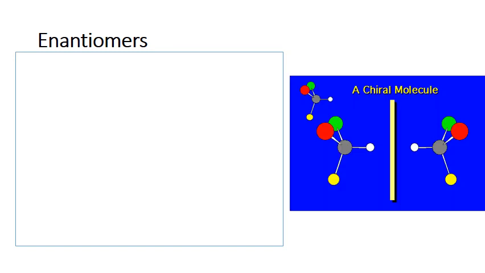Now enantiomers. I hope you remember this picture. I have used it many times in the previous lecture. These molecules contain different orientations of red and white atoms, so they are mirror images of each other. That is, its mirror will be like this and this mirror will be like this. So enantiomers are molecules that are mirror images of each other.